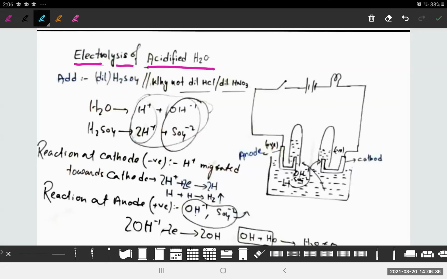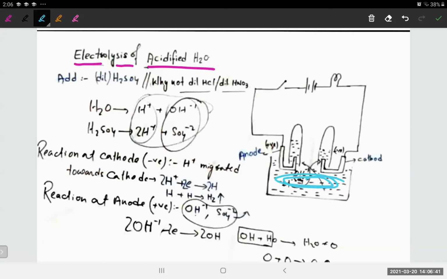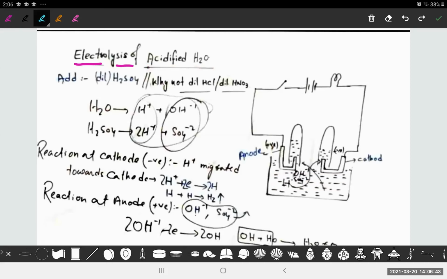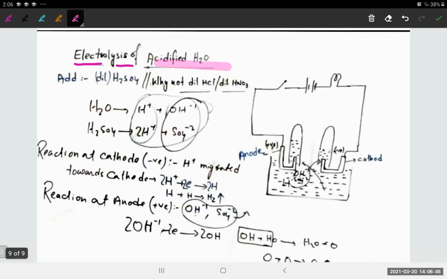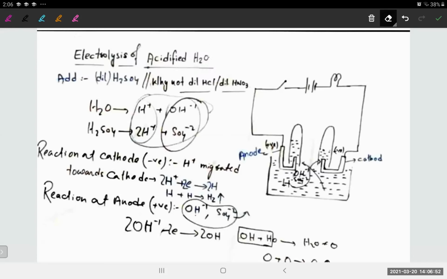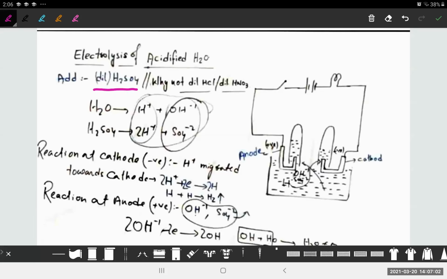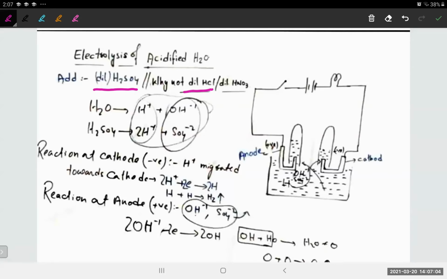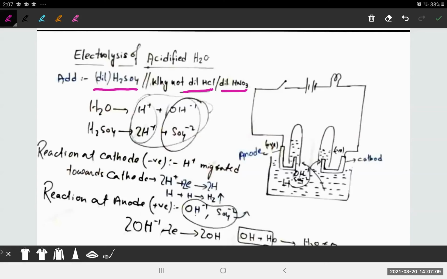So what do we do? Oh my god, just give me a minute. Yeah, so electrolysis of acidified water, let's see. Where's the razor gone? Okay, so see what's happening.